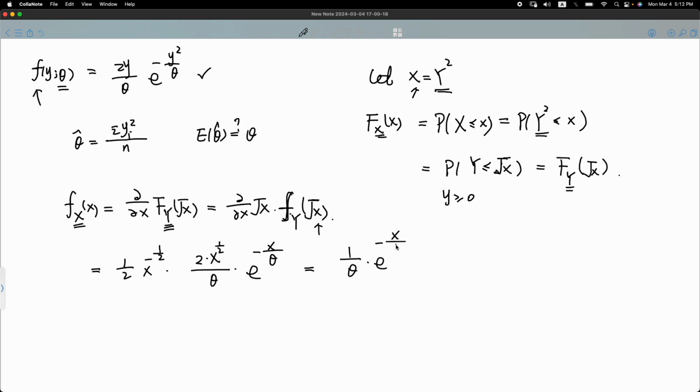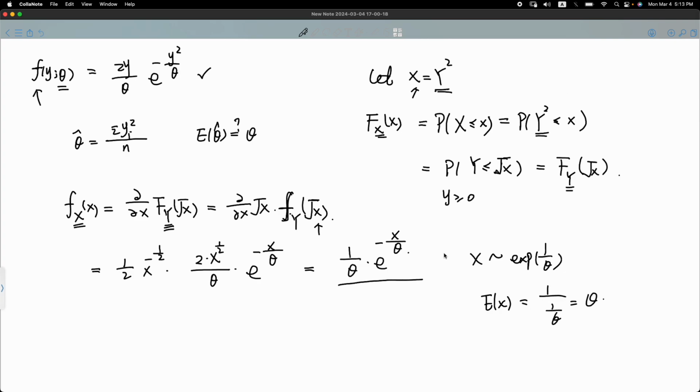So what is the distribution for a PDF having this form? I'm asking a question: what do you call this distribution? Exponential, with parameter 1 over theta. What is the expectation of X here? Theta. Yeah, so basically the mean is 1 over the rate 1 over theta, so it's just theta.